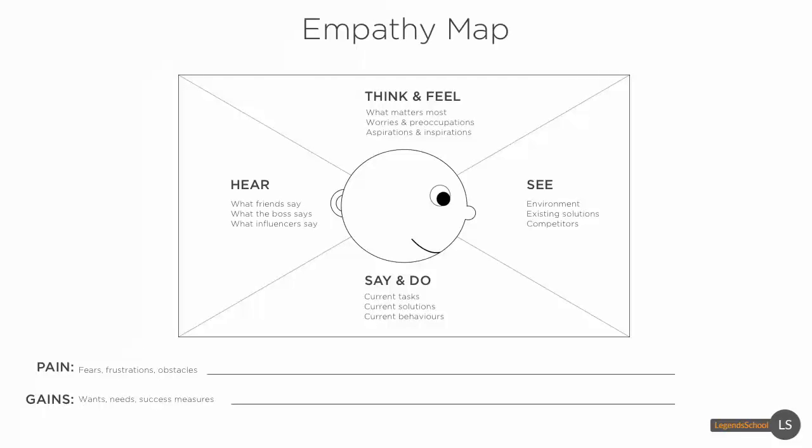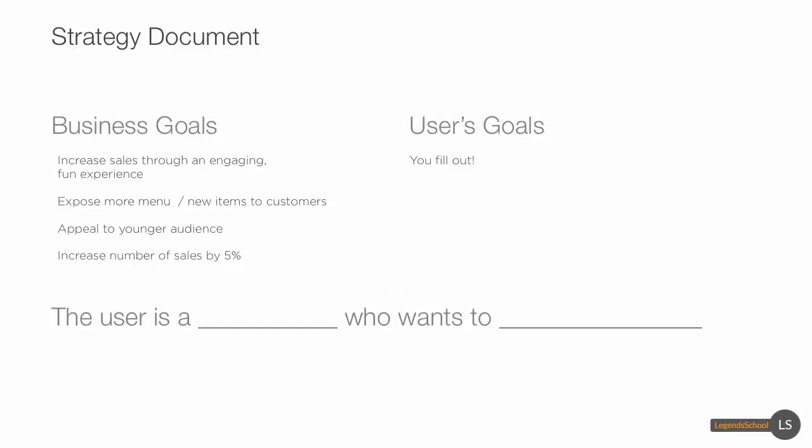And then you can go around and notice what they say and do, and notice what they hear, but especially note down the pain points, the frustrations and obstacles, and the gains. Those are the things that are working really well, and that will give you some great basis from which to design. Now, once you've done a couple of these observations, what you can then do is fill out the user goals.